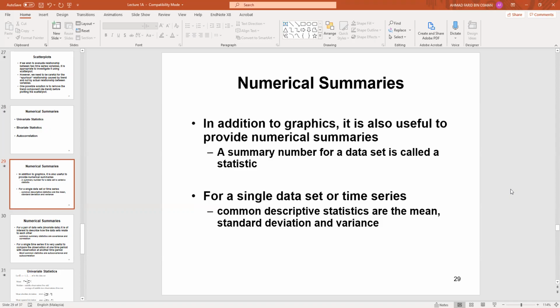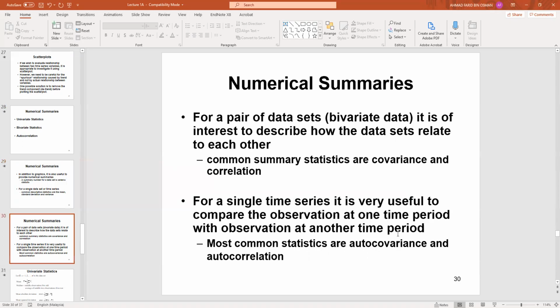So for a single data set or time series, common descriptive statistics are the mean, standard deviation, and variance. So you have one single series, then you can use these statistics to represent the summary of the series: the mean, the average, standard deviation, and variance. For a pair of data sets, that is bivariate data, it is of interest to describe how the data sets relate to each other. Common summary statistics are covariance and correlation.